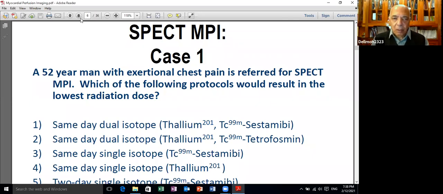So we have here 12 cases. 6 cases are for teaching and 6 cases for testing. So if at the end of the talk you grasp what I'm going to say, that will be very much enough for your practice as well as for your examination. Let's go to case number 1. A 52-year-old man with exertional chest pain is referred for myocardial perfusion imaging.